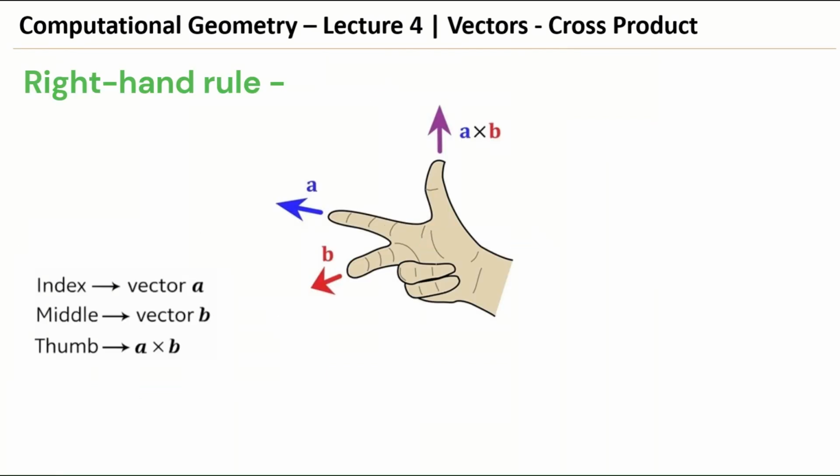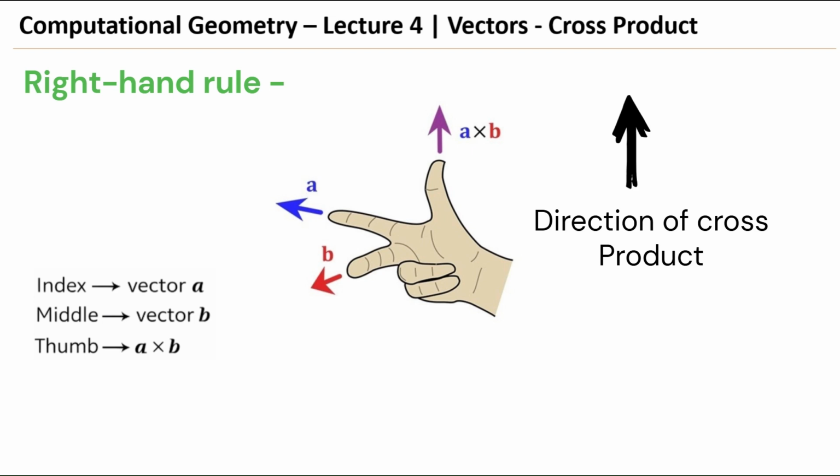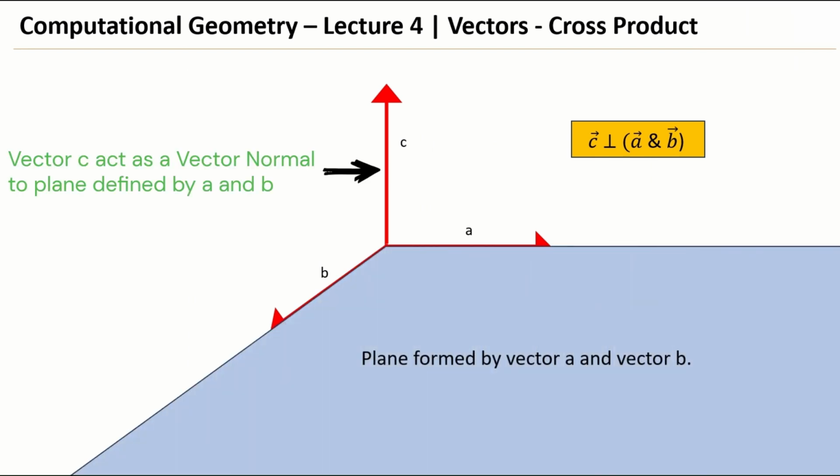The direction of the cross product is determined by the right-hand rule. Point your index finger along vector A, your middle finger along vector B, and your thumb gives the direction of vector A cross B. An important thing to remember is that the cross product does not lie in the same plane as the original vectors. Instead, it always produces a vector normal to the plane defined by A and B. This concept is extremely important in computational geometry, especially for surface normals, orientation tests, 3D graphics, and physics simulations.